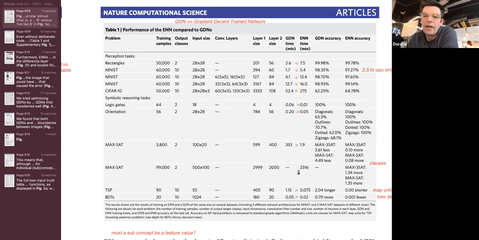I did notice here that the different times depend on the type of problem that it was trying to solve. If we have a perception task, then the training time is longer for the ENN. If it is a symbolic reasoning task, then the ENN training time is far less.